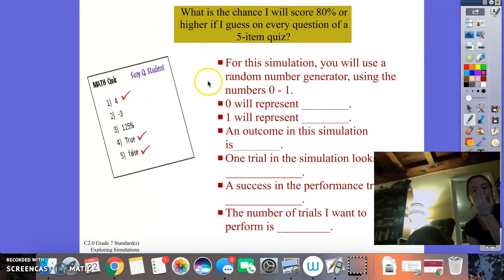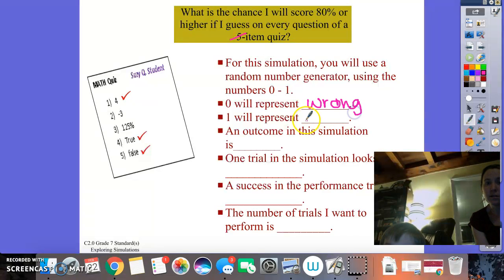We have 2 more slides to look at. So this would be another simulation. What is the chance that I will score 80% or higher if I guess on every question of a 5-item quiz? So as we're looking at this, we're using, let's say, a random number generator, or it could be dice, or it could be a card, or whatever. We're only using the numbers 0 and 1. So we could say that getting a 0 represents a wrong answer, and 1 represents right. This makes sense because if we're just guessing, we have an equal chance of getting them right or wrong.